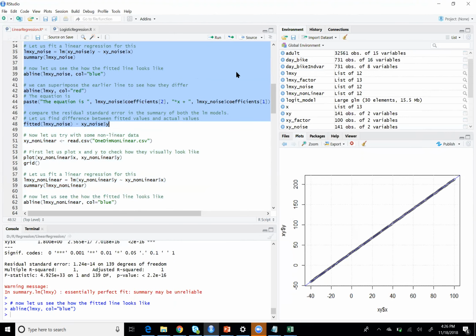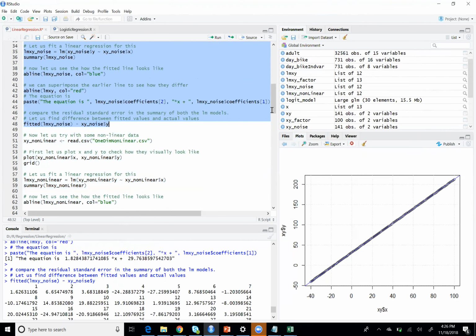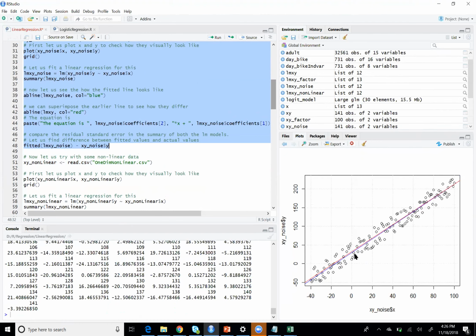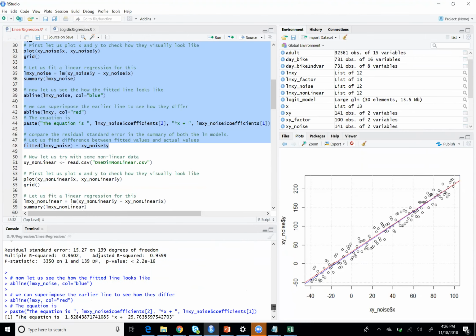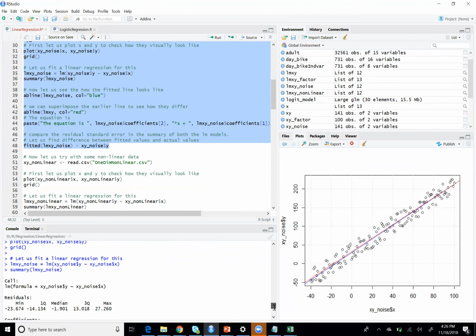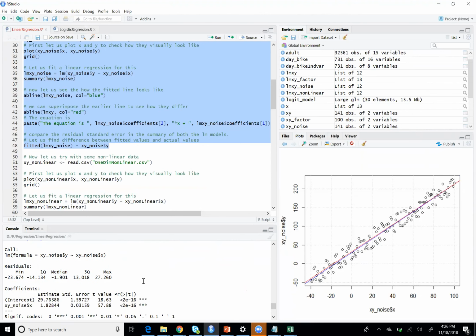So let me run this. You see here, if it has noise, then it's not perfectly a straight line. But the cool thing to observe is, when I did the summary on this, the residual scores are no longer 0, because there is a difference between what you have captured here and what your line is. So you have some residual score, but it still has a low p value because it's still fitting the line well to this particular data.